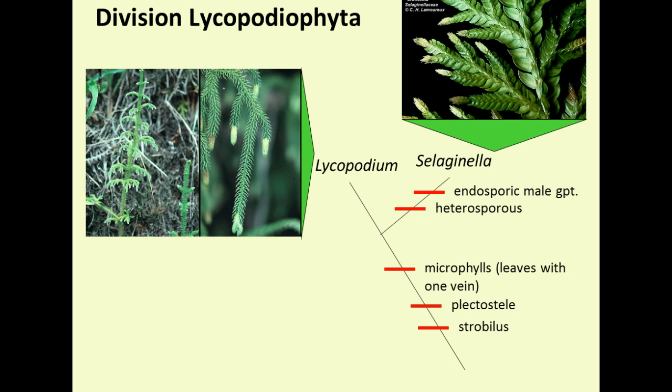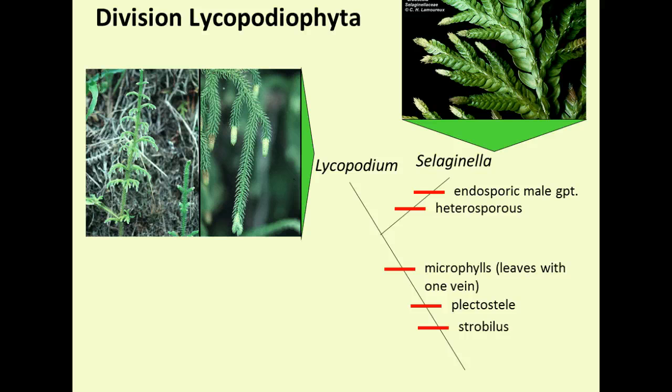Okay, so let's talk some more about division Lycopodiopsida. So we've got this really neat separation between the lycopods and Selaginella. All of them have a strobilus, a plectostele, and they have microphylls. So they actually have a true leaf with a single vein that goes through it. But there's this neat division where Lycopodium is homosporous, but this split here, Selaginella, is heterosporous.